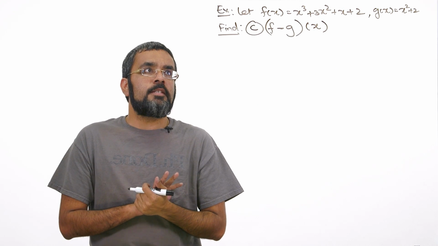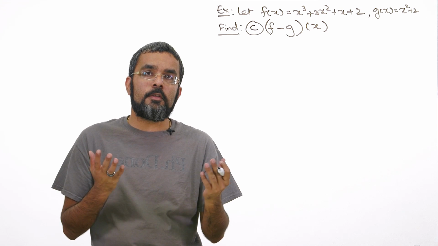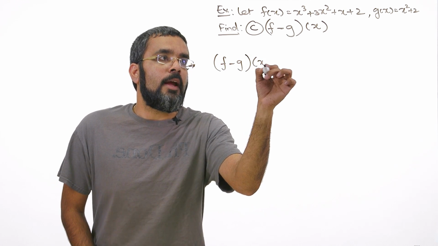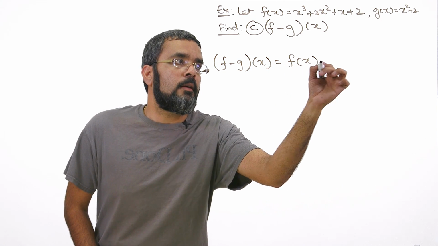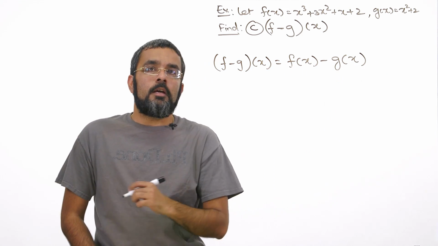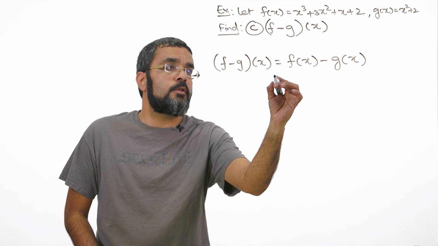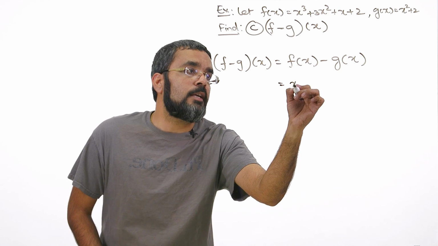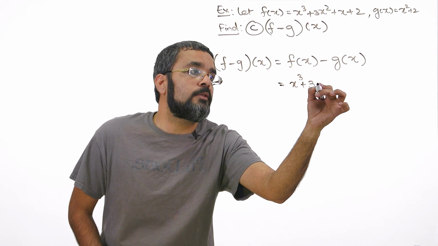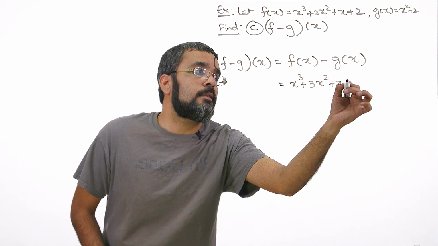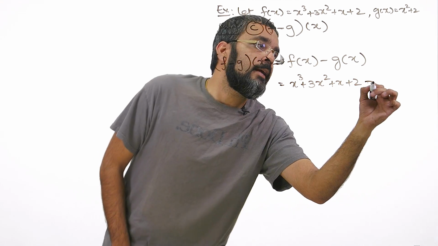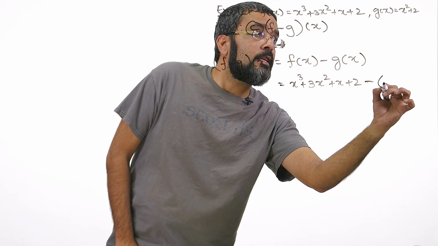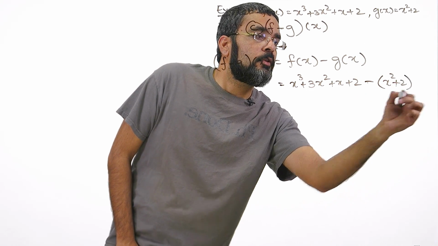Okay, so part C of this example says you want to find the difference of the two functions. So I have f minus g of x, that is f(x) minus g(x). Here no specific values are given for x, so we're just going to use the functions as they are. f(x) is x cubed plus 3x squared plus x plus 2, minus, now remember we're subtracting the entire g(x), so I'm going to put that in parentheses, x squared plus 2.